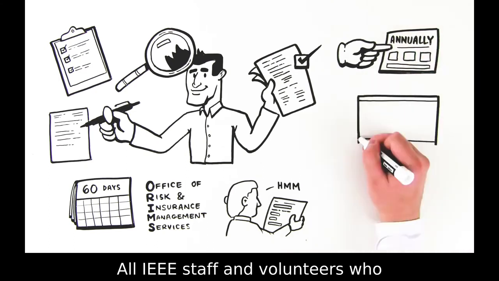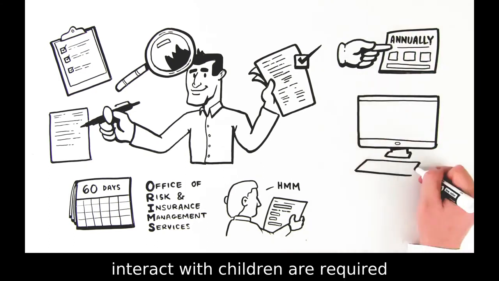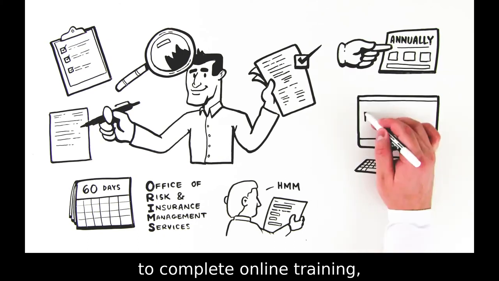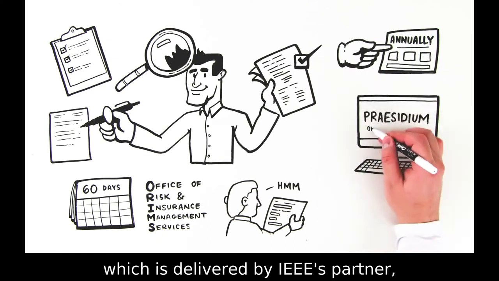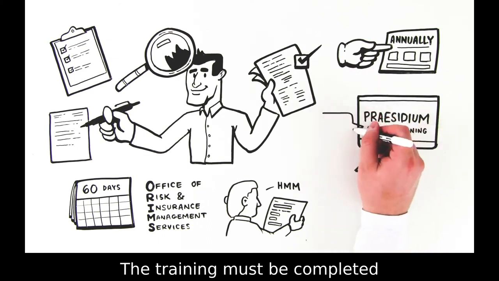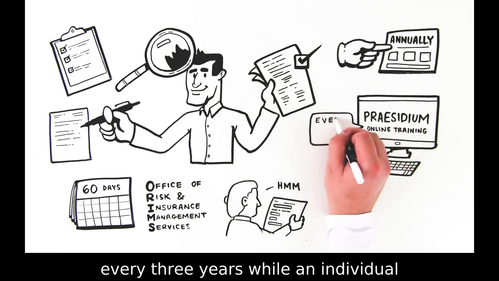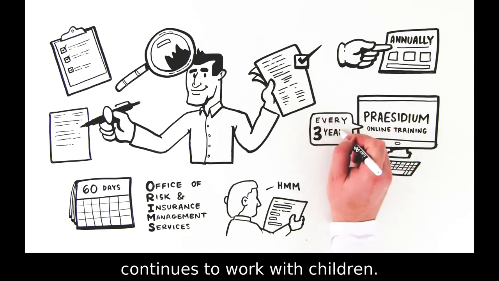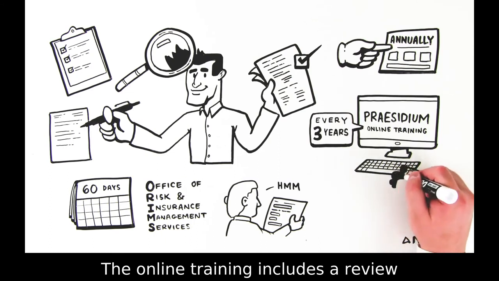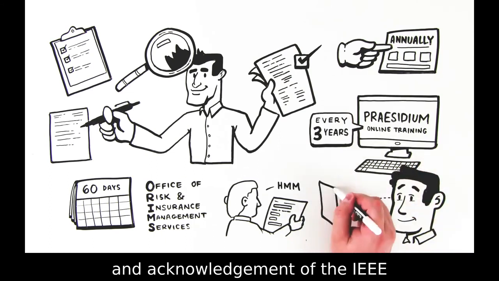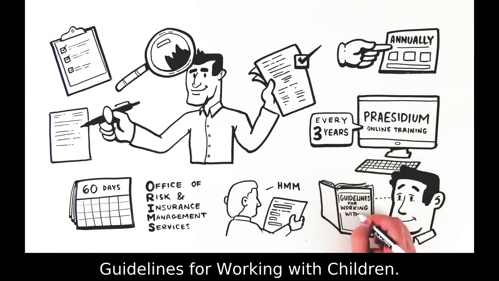All IEEE staff and volunteers who interact with children are required to complete online training, which is delivered by IEEE's partner, Presidium. The training must be completed every 3 years while an individual continues to work with children. The online training includes a review and acknowledgement of the IEEE guidelines for working with children.